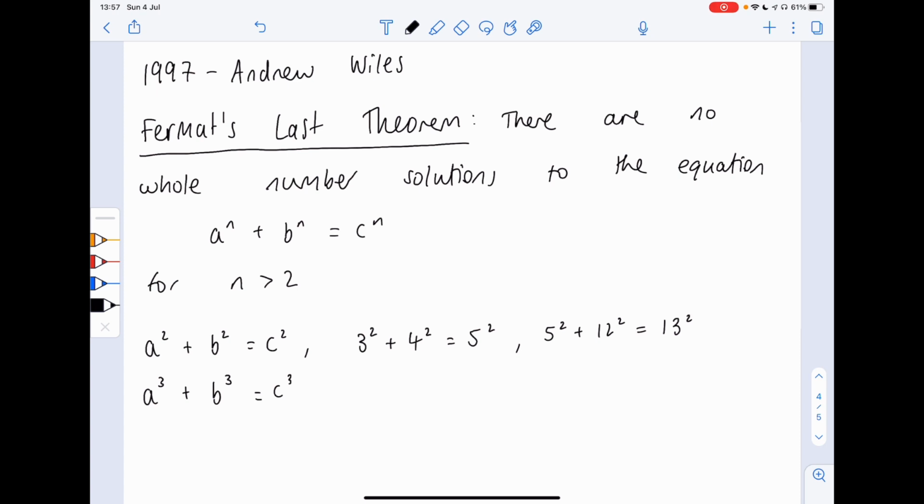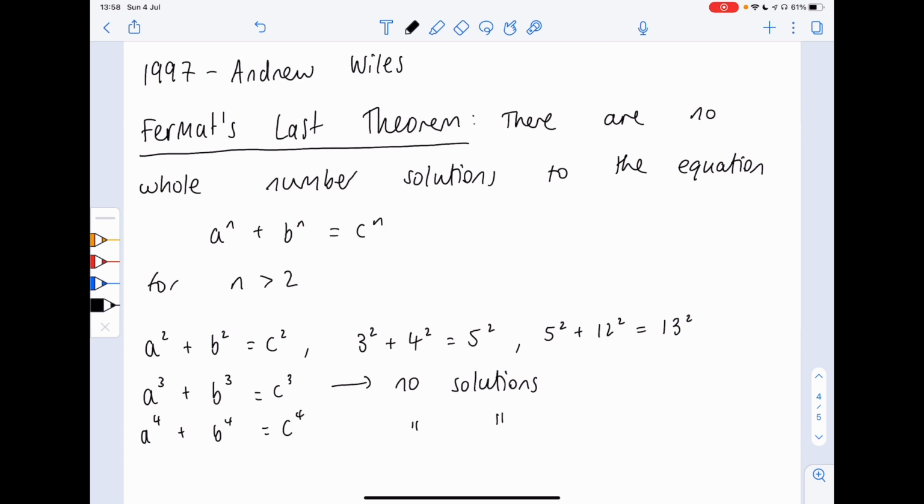And then similarly, if I increase it again, you will never find whole numbers that work here. And if you increase it again and again and again, you will never find any solutions above a power of 2. So this is a very powerful statement, but it's really, really hard to prove.